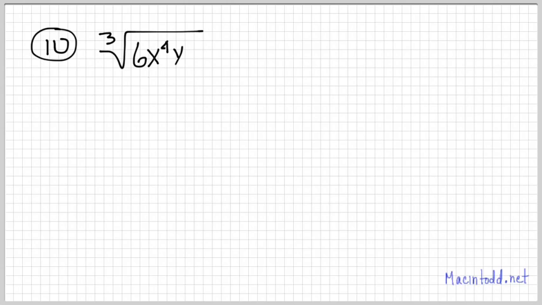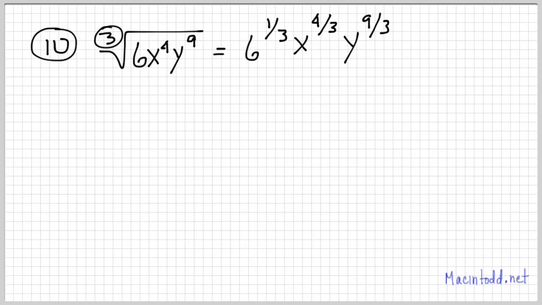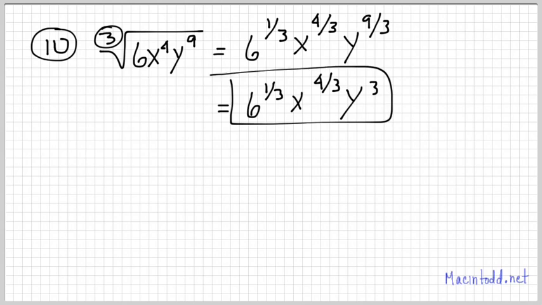Problem 10. Now you got to read the directions on these. It says rewrite without a radical. So essentially that just means take it from radical form into exponent form. Remember, the exponents are in the numerator of your exponent, and the radicand is in the denominator of your exponent. And now I'll simplify these. 6 to the 1/3, x to the 4/3, y to the 3rd. And there I've written it now without this radical symbol.